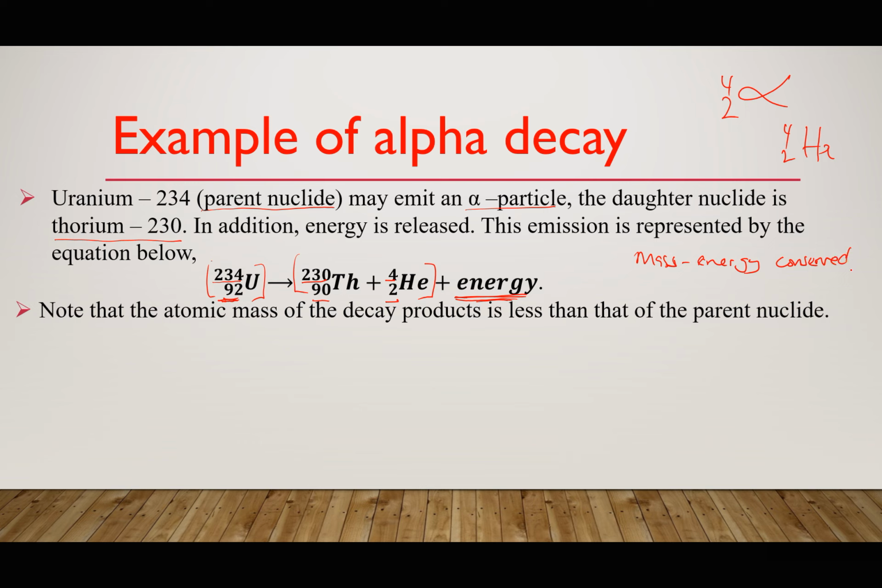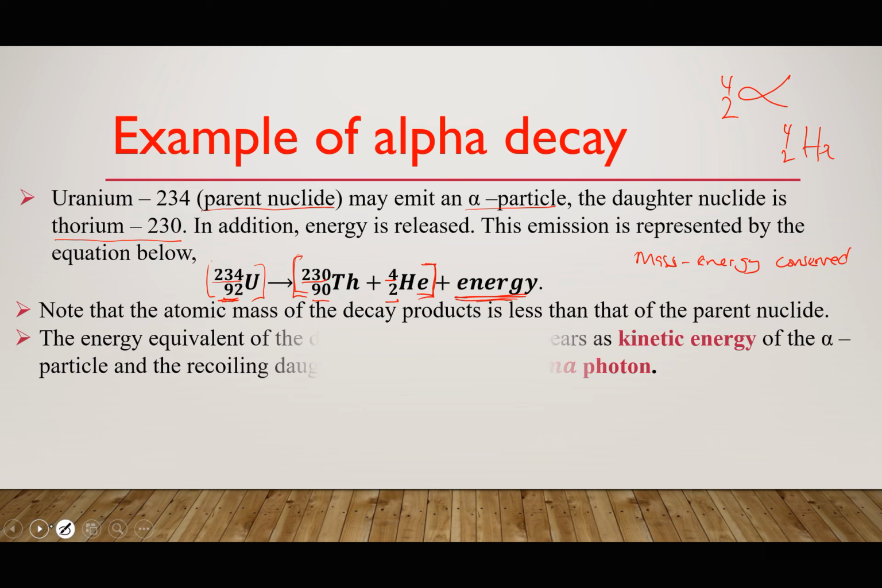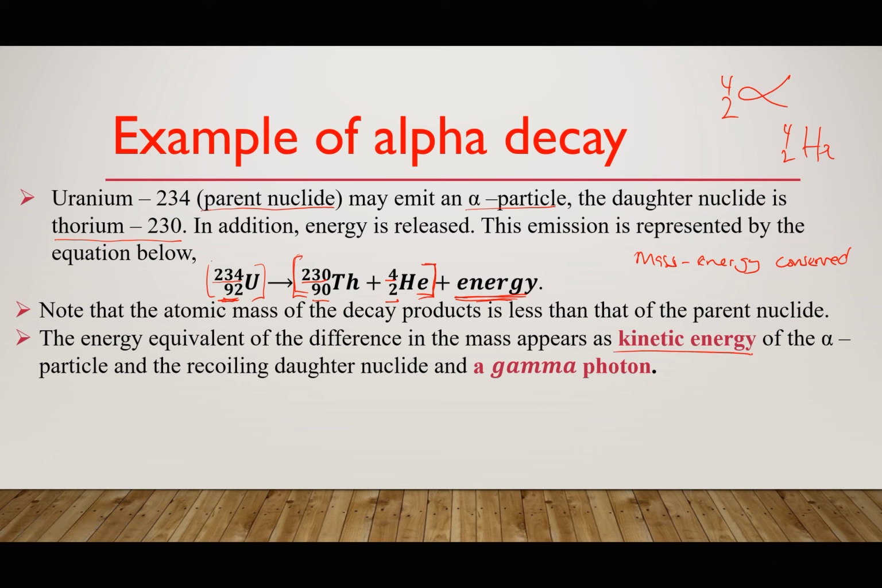The emission of energy is telling us the total mass of the products is less than the mass on the left-hand side. So the energy which is emitted compensates for the difference in energy. So the energy equivalent of the difference in the mass appears as kinetic energy of the thorium, of the alpha particle and the recoiling daughter nuclide, and maybe in form of a gamma photon.